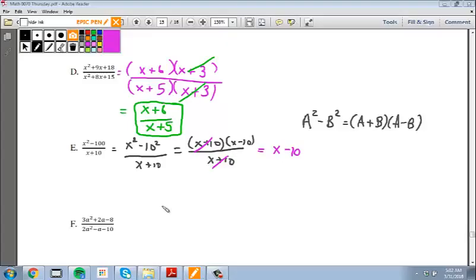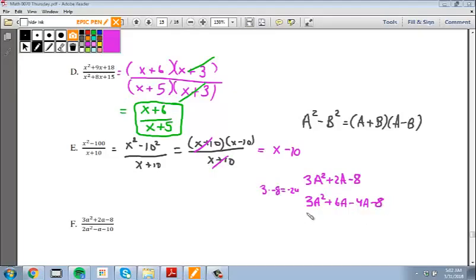Alright, F. Again, this factoring might be a little bit more difficult for some of you still, so I'm going to do it off to the side. 3a squared plus 2a minus 8. Remember, I need to find numbers that multiply to 3 times negative 8, which is negative 24, and add up to the 2. So that would be 6a and minus 4a.